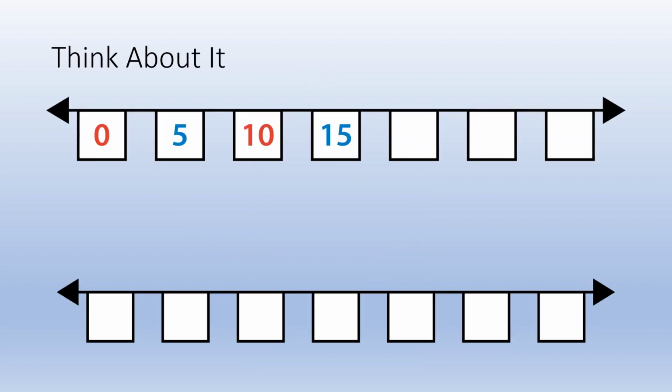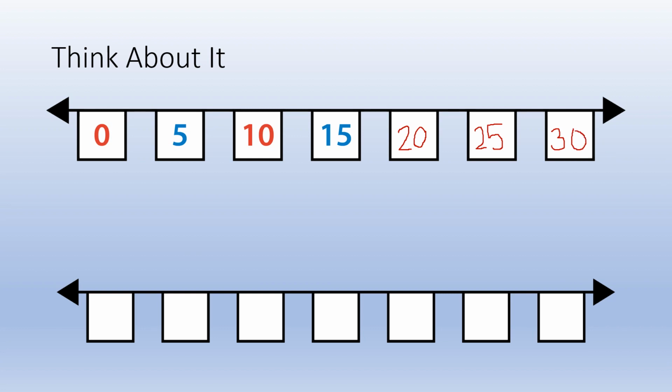Let's think about it. What patterns do you see? What are the next three numbers on the number line? Well, I see 0, 5, 10, 15. I recognize that pattern. Those numbers are counting by 5. Each time we have a number on the number line, it increases by 5. So 15 and 5 more is 20. 5 more is 25. And 5 more is 30.